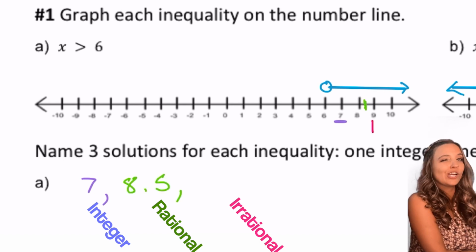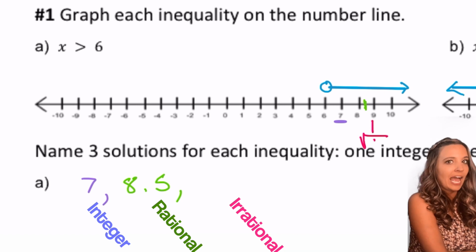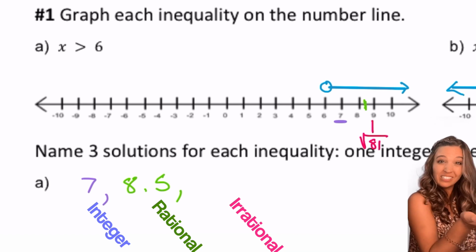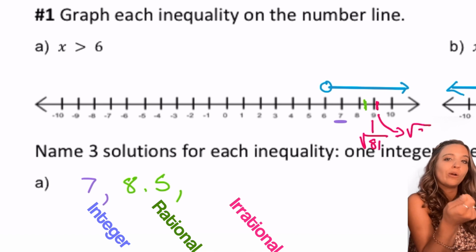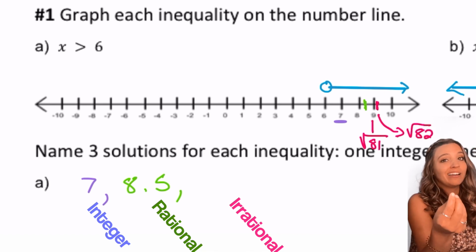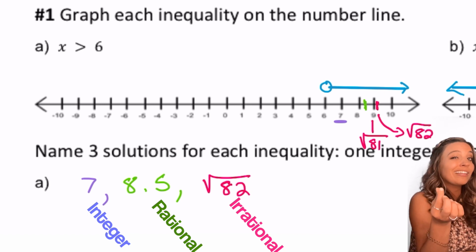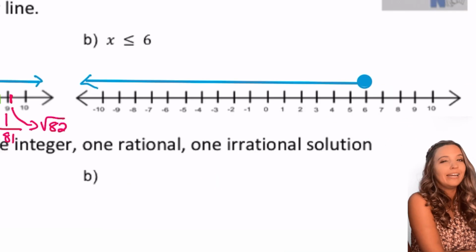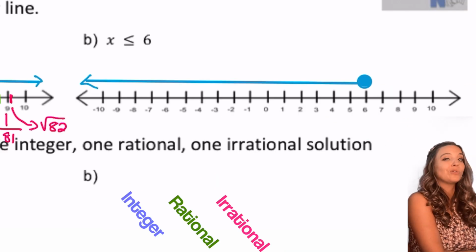And one that's irrational, not fractional. So my decimal can't end or repeat. So like the square root of 82. I chose the square root of 82 because I know it's really close to the square root of 81, which is 9. I know where 9 is on my number line, and if the square root of 82 is just slightly bigger than square root of 81, I can plot it right here. Now try to name 3 solutions of those same types for X is less than or equal to 6.